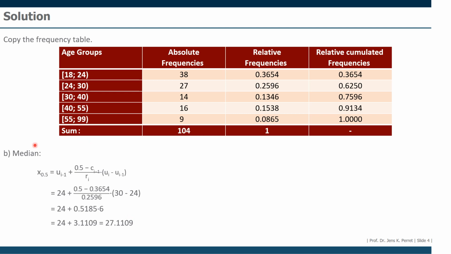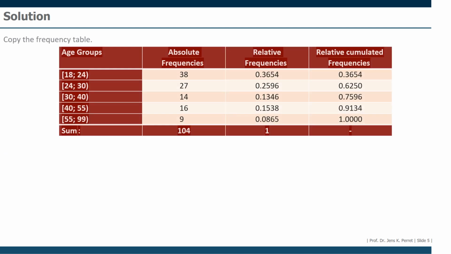Well, this was already the first measure of central tendency we had to calculate. Now in the next slide, we can continue with the mean. For the mean, again, we're using the same frequency table, but we need something else here as well. We need the mean of the groups, so the value in the middle of the groups. So we can simply go 18 plus 25 divided by 2, 24 plus 30 divided by 2, 30 plus 40 divided by 2, giving us the value in the middle of these groups.